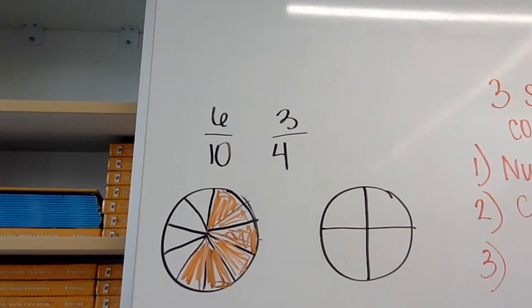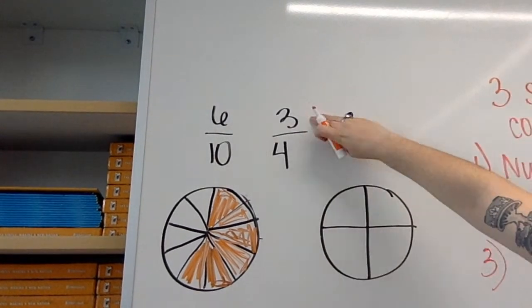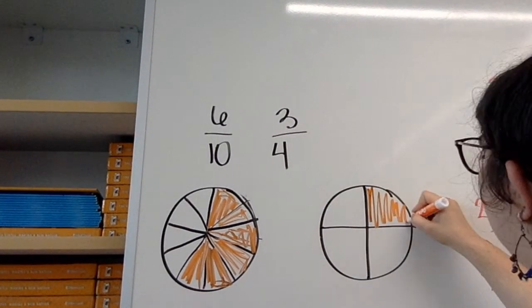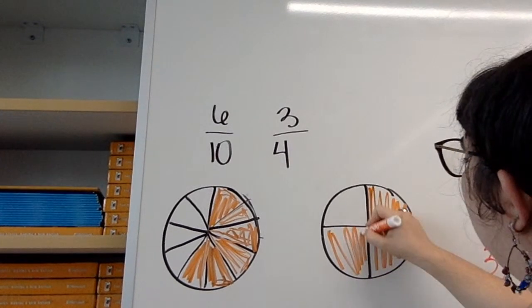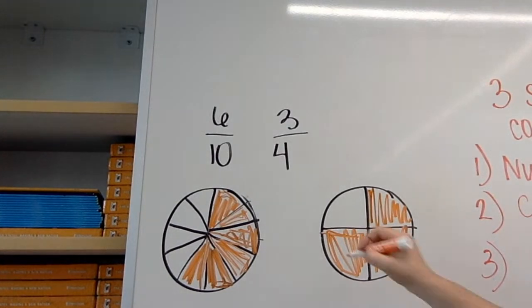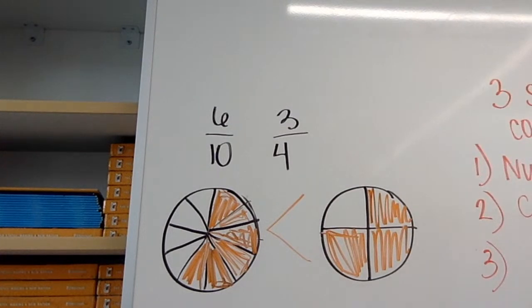Okay. Now, this next one I'm going to fill in how many pieces? 3 pieces. 1, 2, 3. Can we look and see which one has more? Yeah, absolutely. 3/4 is greater than 6/10.